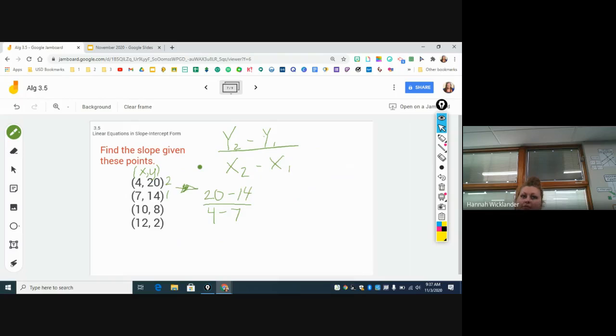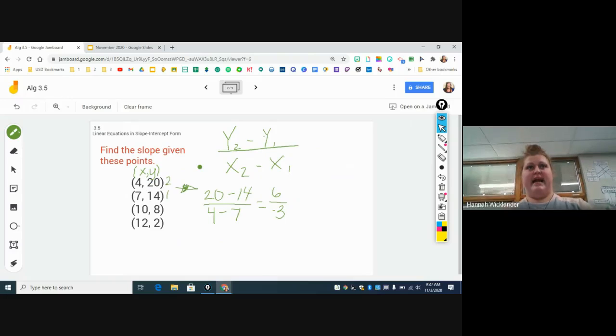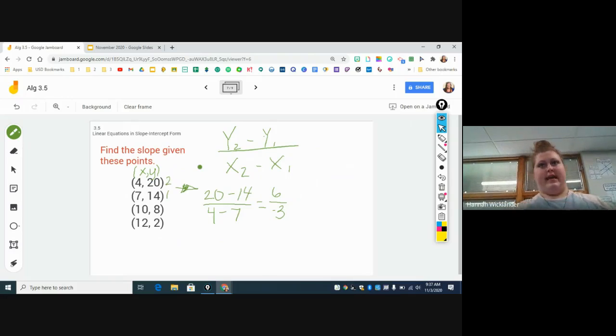Now you have two subtraction problems, and you're going to simplify or solve them. So 20 minus 14 gives me 6, and 4 minus 7 gives me -3. Can I simplify this further, or is this the simplest form for this fraction? Just give me a yes if I can simplify it, or no if I can't.